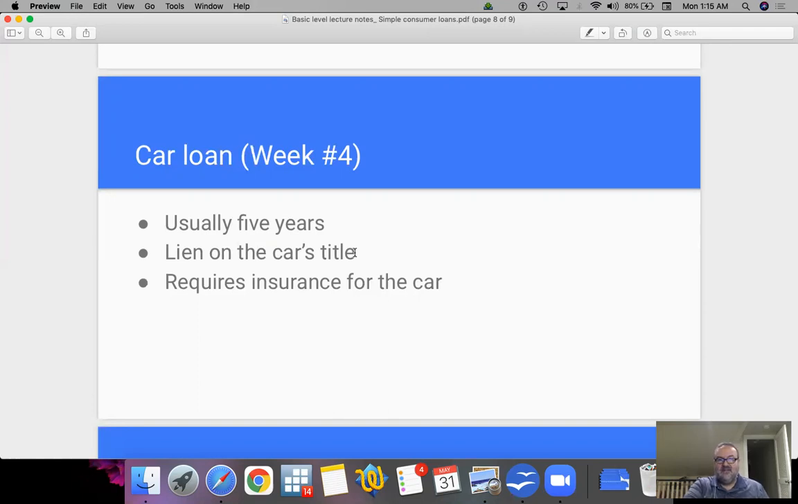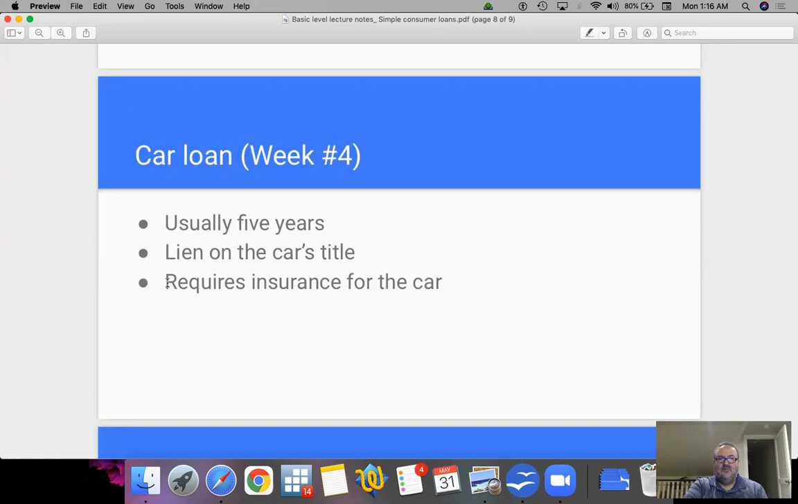But the idea is that once the car's title has a lien, a little note on the title that says the car actually belongs to you, but the car was bought on a loan, and the loan was given by such and such bank, and therefore it's not ownership per se, but they basically hold the title until their debt is paid.